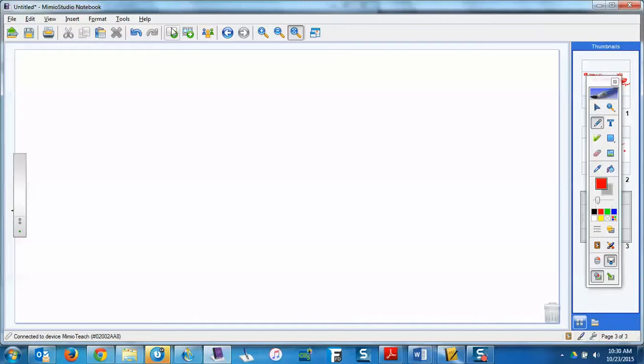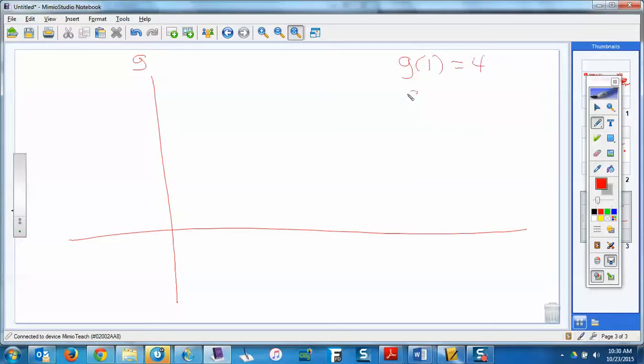Problem 69. Suppose that G is concave down from 0 to 10, and they give you some other points. All right, so here's the G graph. Give me some of the points they tell me. G of 1 is 4. G of 5 is 2.